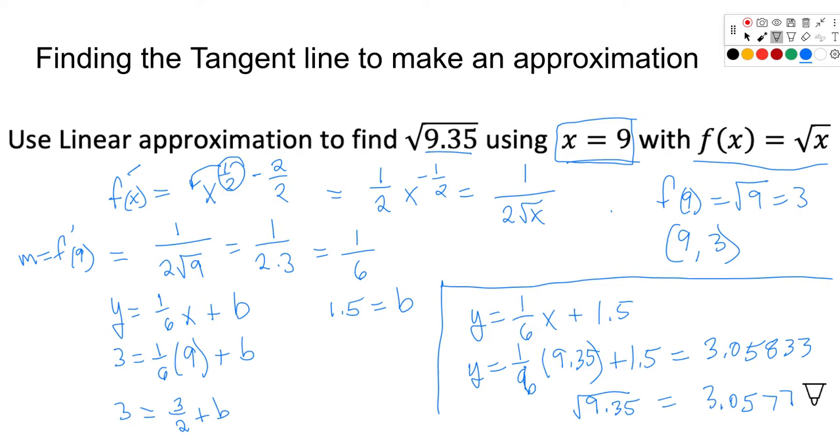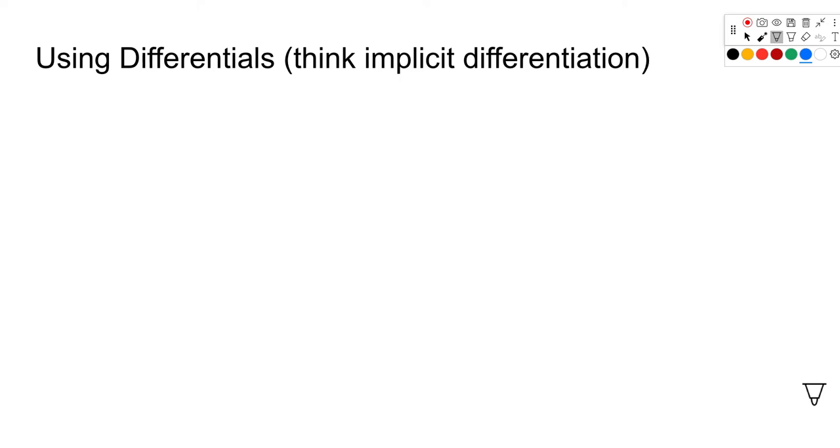Now, if we want to do the same thing to find the square root of 12, going from 9 to 12 is not going to be nearly as accurate. We're going to have a greater error, and probably too much of an error. We've got 9 is an easy one to take, 16 is an easy one to take, but none in between is really easy, so the estimates are not that helpful in those other ones. So that was one thing, using the tangent line to predict a value.